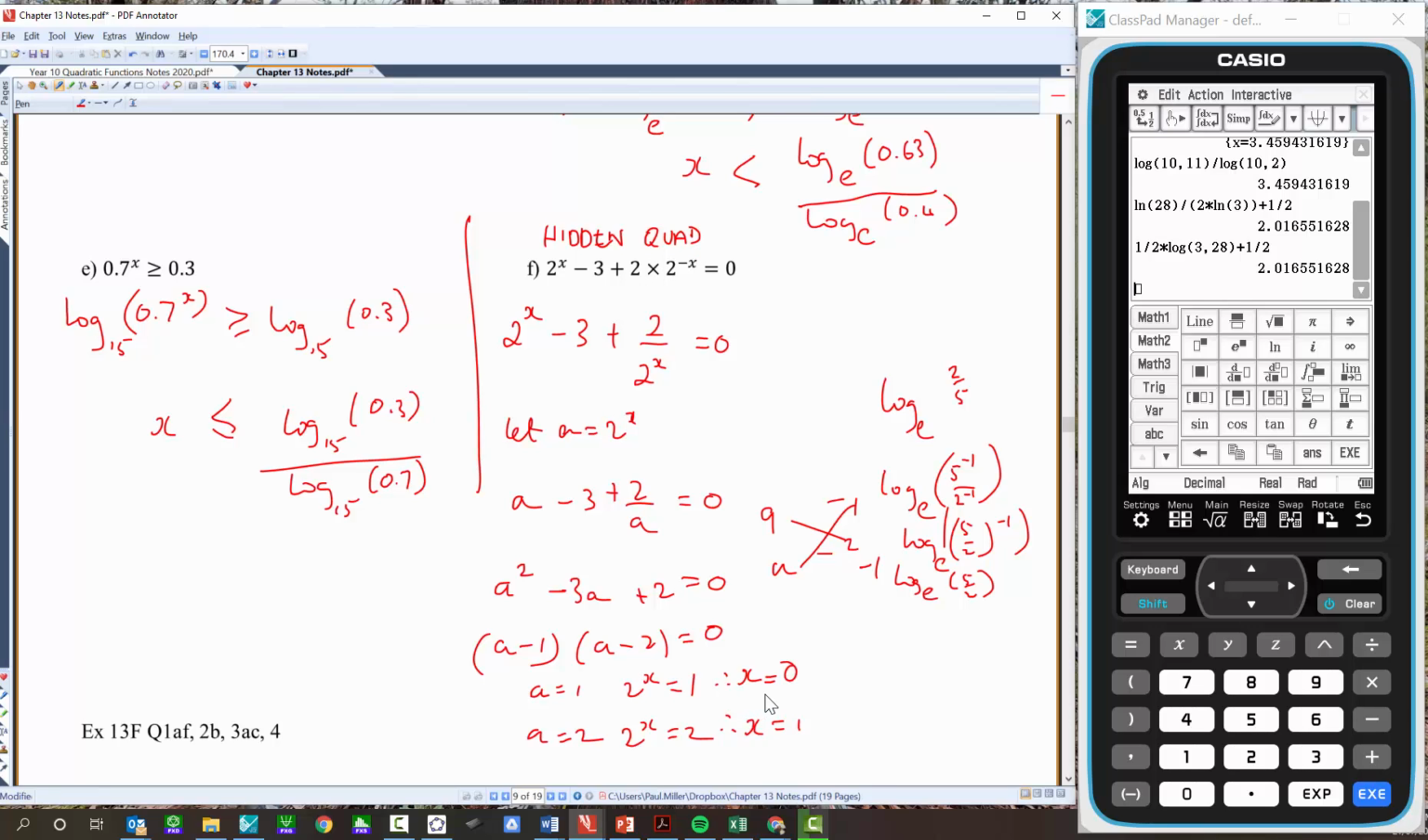So, no worries. Okay, so the exercises for this will be 13F. Okay, good luck with it.